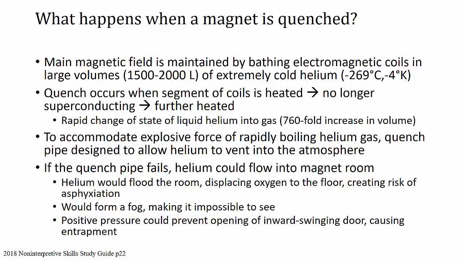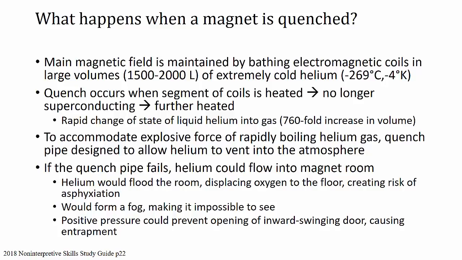So to accommodate the explosive force of rapidly boiling helium gas, a quench pipe is designed to allow helium to vent into the atmosphere. So there is that failsafe. However, if the quench pipe fails, the helium could flow into the magnet room. And if it does, then helium would displace oxygen to the floor, which would create a risk of asphyxiation. It would form a fog, making it impossible for people in the room to see, and the positive pressure could prevent opening of inward swinging doors, causing entrapment. So those are the risks of when a magnet is quenched, especially when it's accidentally quenched.